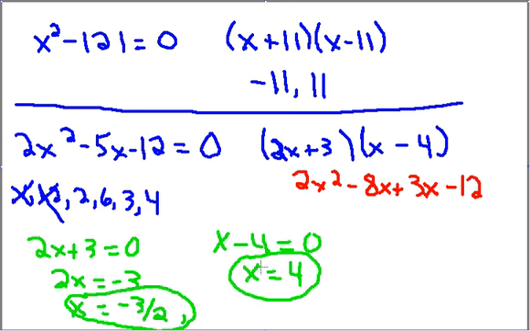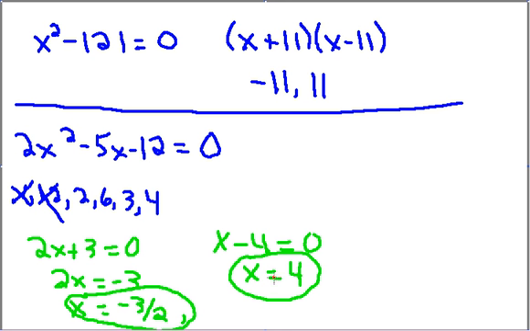So let's double check our work quickly here. In order to do that, I'm going to erase some of this stuff to make some room. So let's take our first one, x equals 4. 4 squared is 16. 16 times 2 is 32. That's our first term. Stick a 4 in here as well. 4 times minus 5 is minus 20. And then minus 12. 32 minus 20 is 12, and 12 minus 12 is 0. So we just validated that x equals 4 is a correct solution.